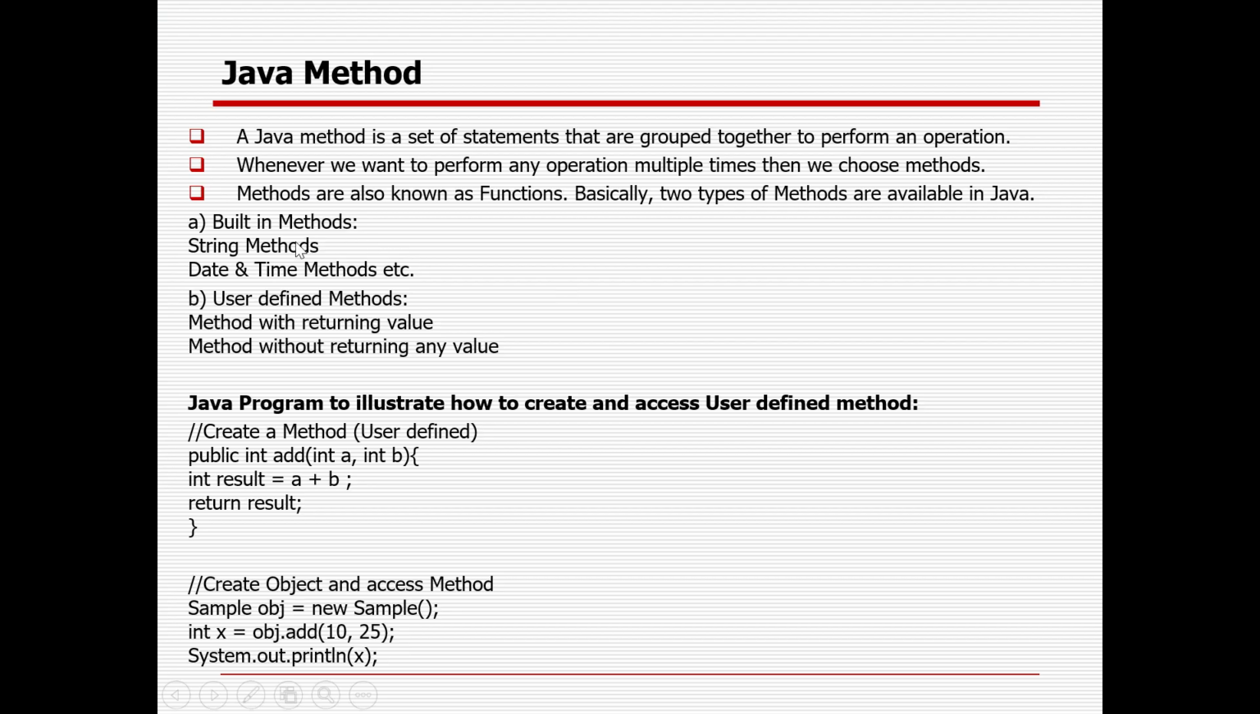The built-in string part you have already seen, and date and time methods you will see today. And this is the way I can create a user defined method. One is a method with a returning value, one is a method without a returning value. Any questions, guys? Because this is very, very important from the Java topics, methods or functions.